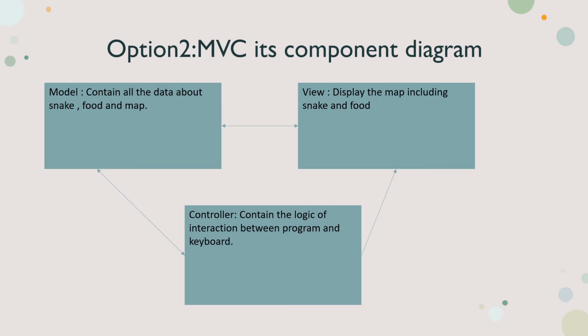In this case, the user can press up, down, left, and right to change the direction of the snake in the model. Press R to restart the game and press space bar to pause the game.